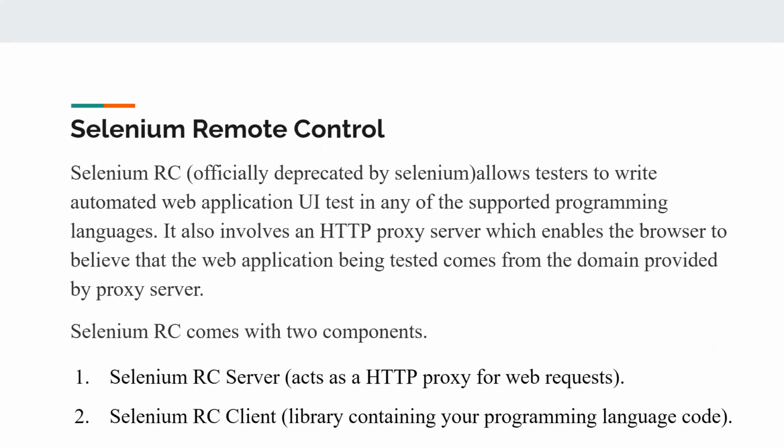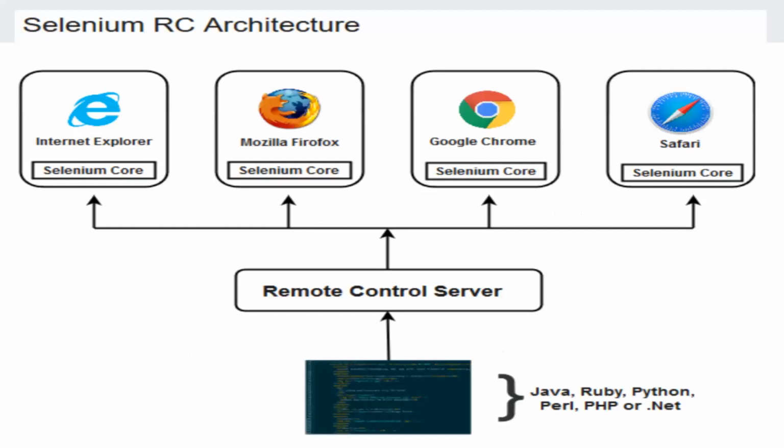Next, we will see about the Selenium Remote Control. Selenium RC allows testers to write automated web application UI tests in any of the supported programming languages. And this Selenium RC comes with two components. One is the Selenium RC server, which acts as a HTTP proxy for web requests, and then a Selenium RC client, a library containing your programming language code. This is the Selenium RC architecture.